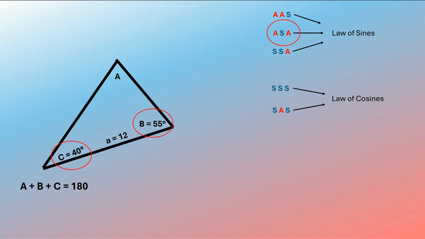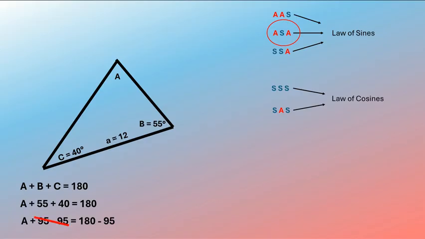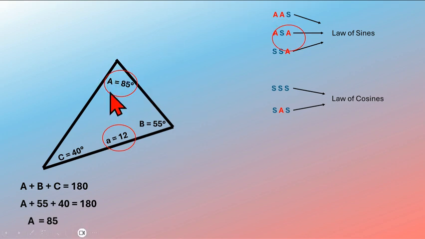We have two angles, and we know that if you add all three angles up, you get 180 degrees, just like any triangle. So we'll plug those numbers in, and we'll add 55 and 40 together. Subtract both sides by 95 so we can cancel out that 95 there. Then 180 minus 95 is 85. So that is our missing angle. That's angle A. So now we have the angle and we have the side across from it, so we can bring in the law of sines.